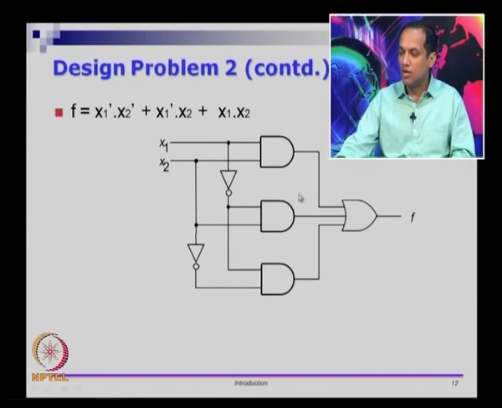If you look at the circuit carefully, you will realize that this term is capturing x1 and x2, that is this. Then this one is capturing x1 complement and x2, and this one is capturing x1 complement and x2 complement, and these 3 are logically ORed together to get your final output.